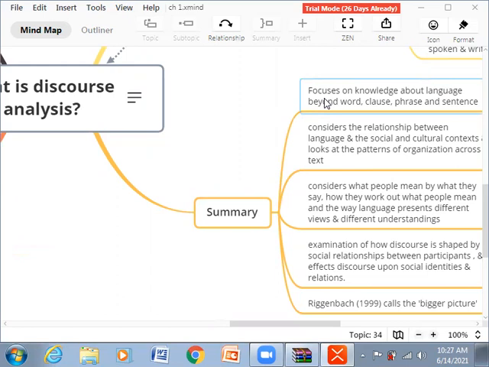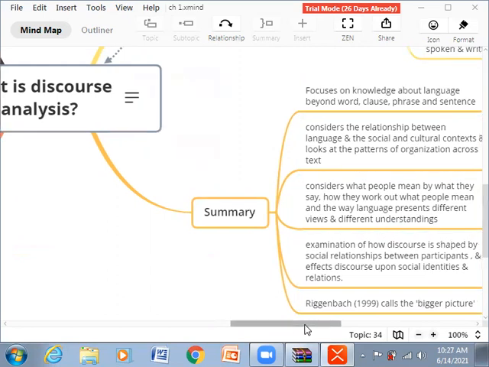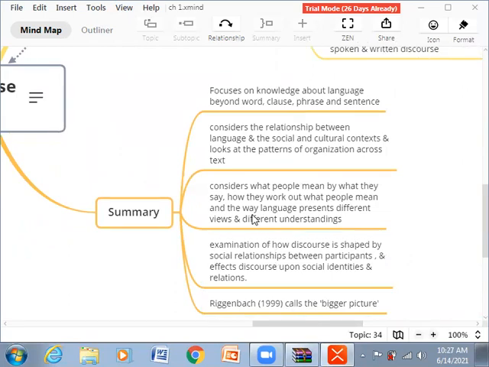This discourse focuses on knowledge about language beyond word, clause, phrase, and sentence. Discourse considers the relationship between language and social and cultural context. This is a very important point that social and cultural context is very important as far as discourse is concerned.